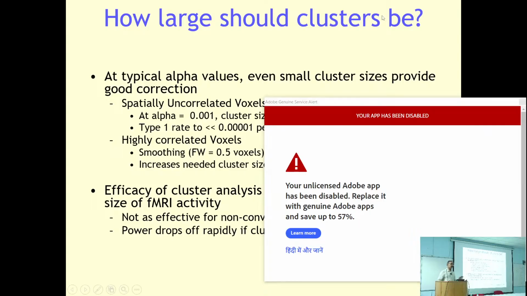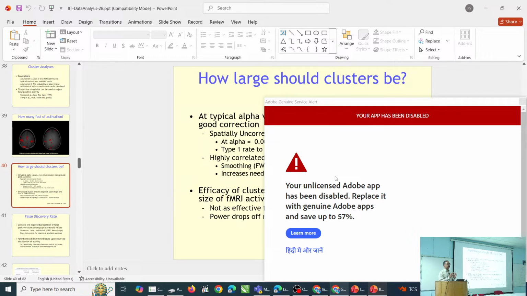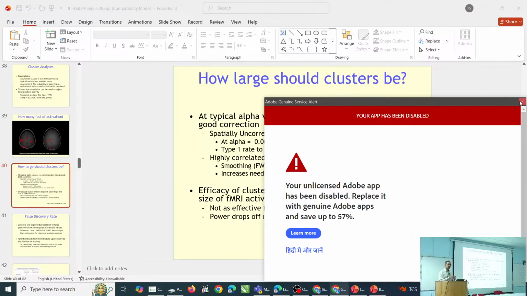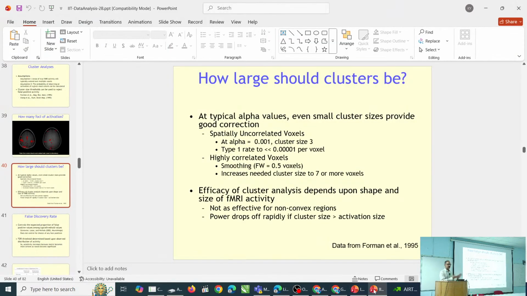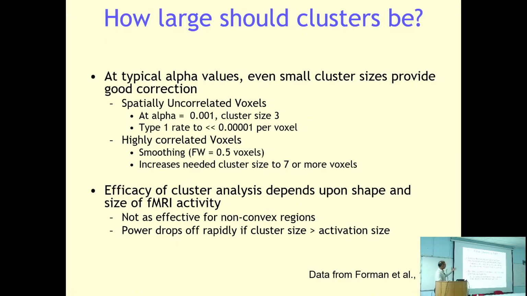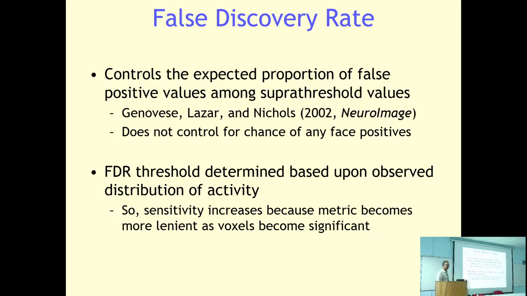So if you say, for me to identify something, 20 voxels should be contiguous, right? The chance that 20 voxels would be contiguous happening just by chance is very small, right? So then you can find the alpha value and report it in your paper, right? The other way is the false discovery rate. And the way this one works is that it controls the expected proportion of false positive value among suprathreshold values.